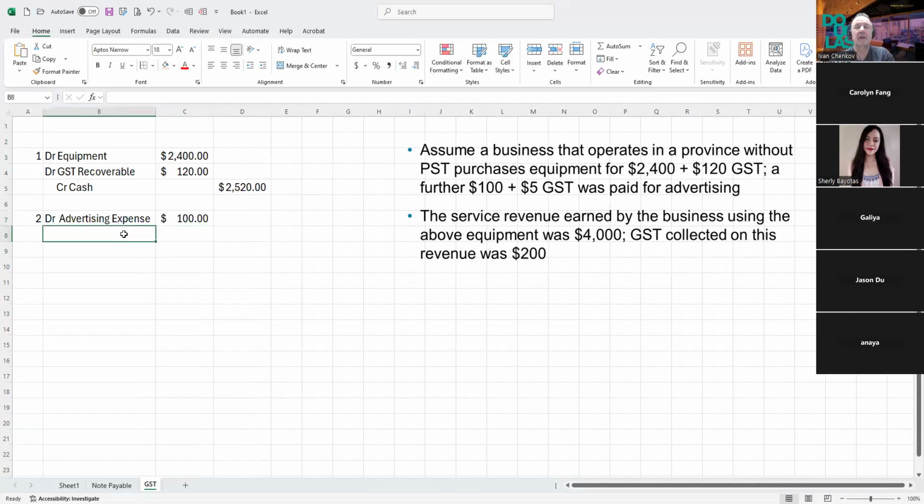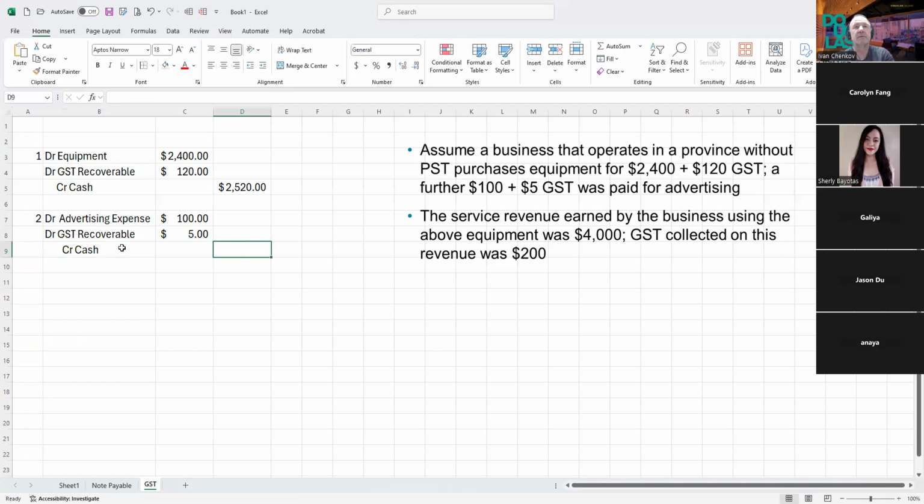$100 here, and debit. The next debit will be GST recoverable, and that will be only $5 here. Obviously, we have to credit cash.